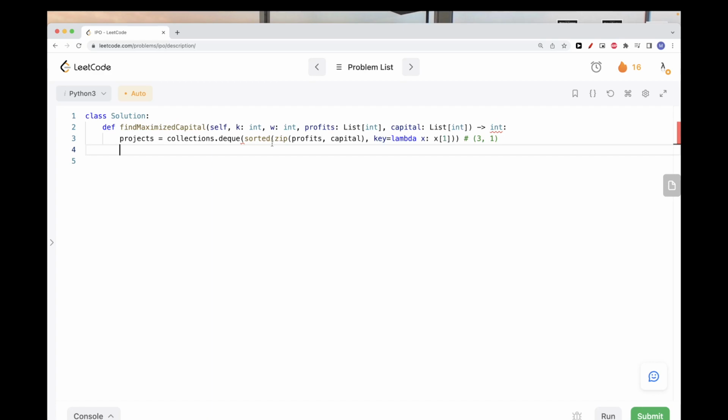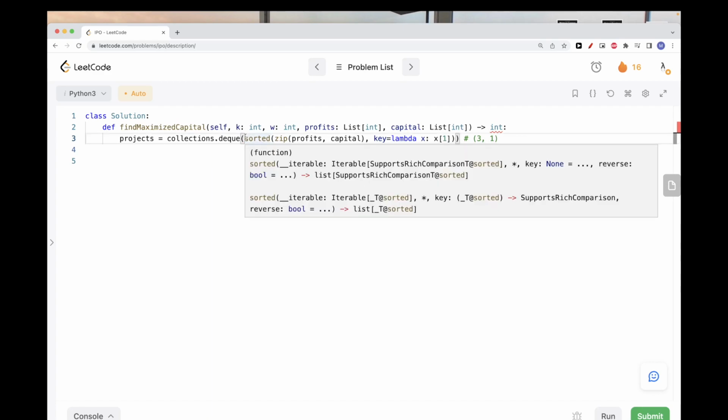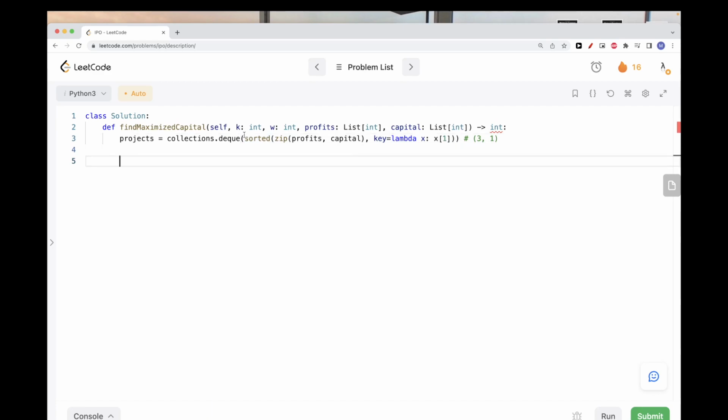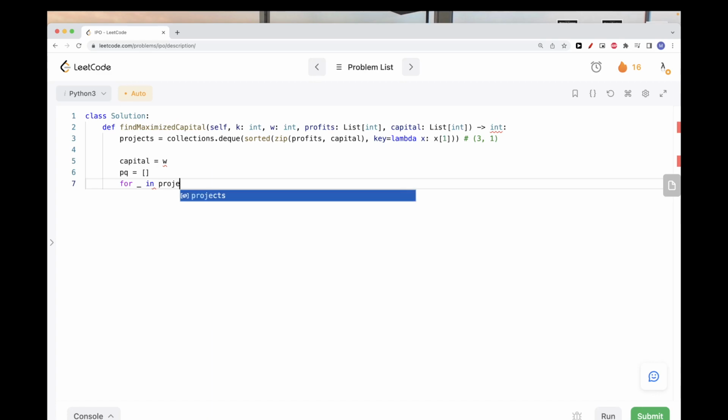Okay, so now after that, what we need to do is set the initial capital to W. And we need our priority queue that we will add eligible projects to. Let's call that priority queue. And now we want only K, at most K projects.